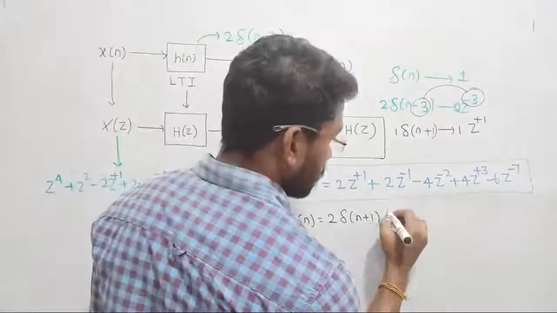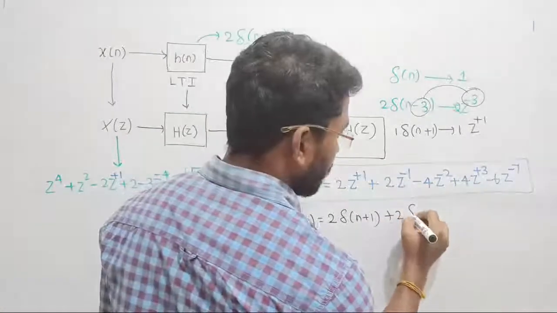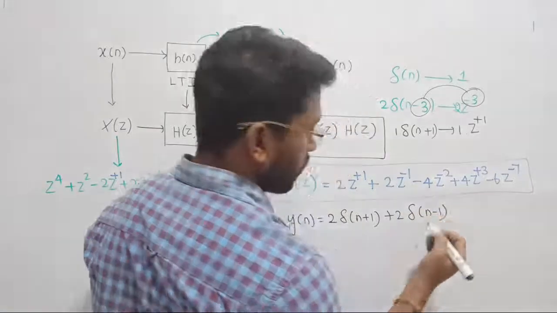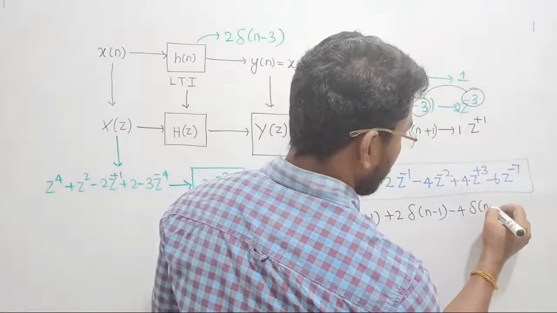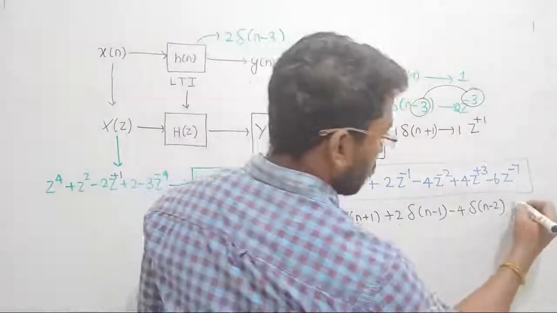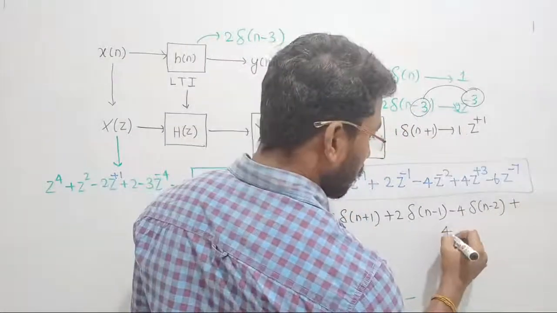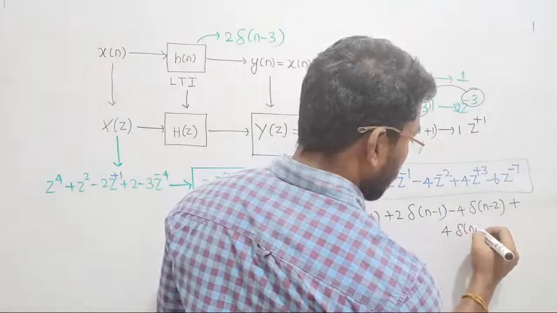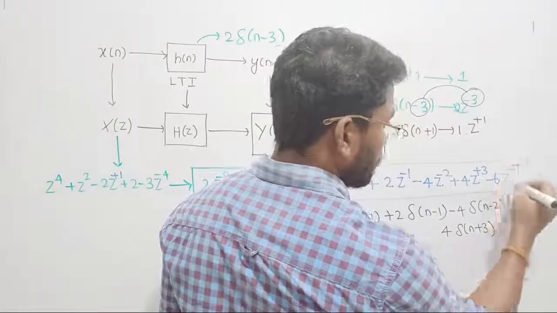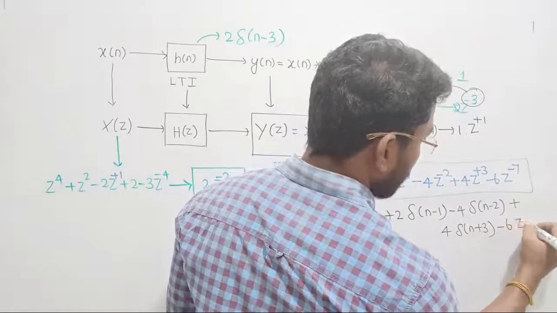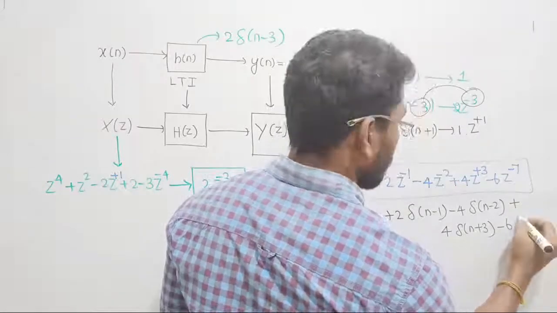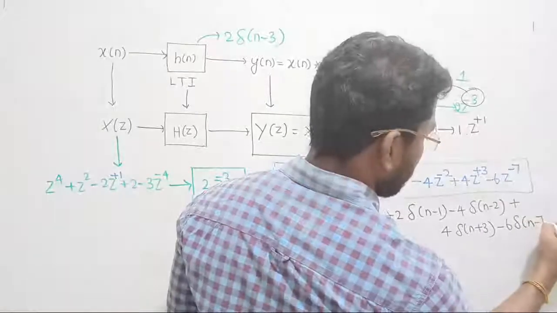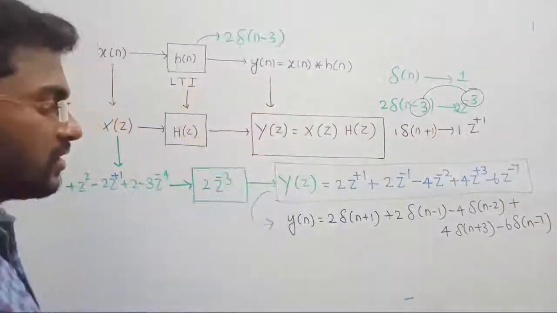Correct. Plus 2 into this function is going to be del of n minus 1, minus 4 into this function can be written as del of n minus 2, right? Plus this function, 4 into this, can be written as del of n plus 3. Now this function can be written as minus 6 into del of n minus 7. Is it good? Yes, these things are good, right?